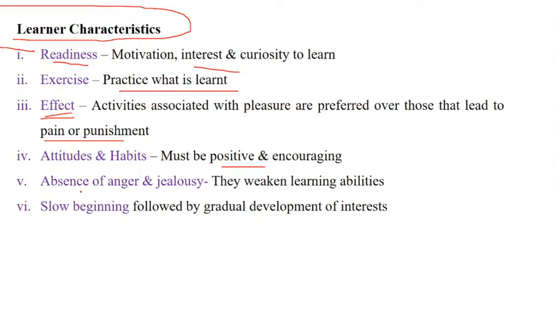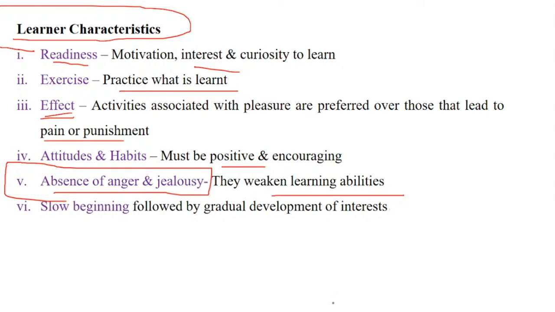Absence of anger and jealousy. Now the teacher has to inculcate the sporting spirit, because if a student has this jealousy and anger, this will weaken their learning abilities. Suppose it is a PT teacher, the physical education or physical training teacher. When a child loses in sports, the teacher has to teach them to take failure sportingly. So that anger, that jealousy, that revenge should be converted in a positive way, and that is the responsibility of a teacher. The teacher has to understand these characteristics from the learner and put in a strategy to make it clear to the learner.